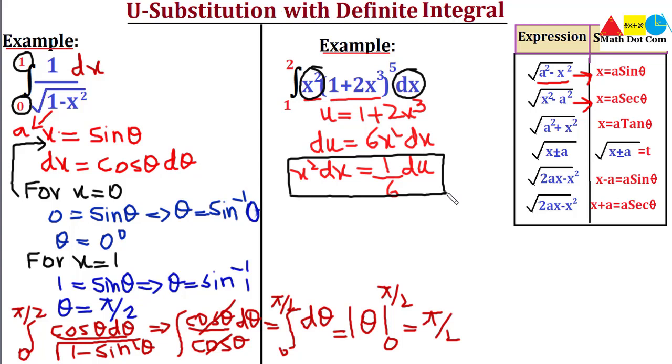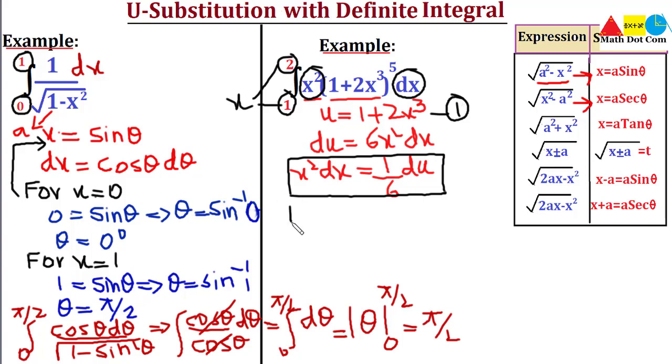So let's solve it further by putting back the values, but before that, one thing: you again need to evaluate the limits first according to the new substitution. As the limits here, this 1 and 2, are the values of x, you have to evaluate these values in terms of u by using this equation, that is u equals 1 plus 2x cube.